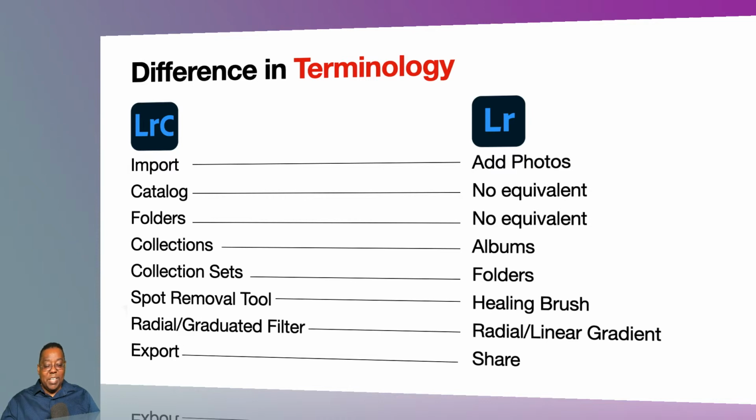And same thing in Classic. If you're using collections, that's what you're used to. You're not worrying about albums and folders because your folders mean something else. So it shouldn't be confusing. I'm showing you there are differences, but it's really whichever one you're in, that's what it's called.